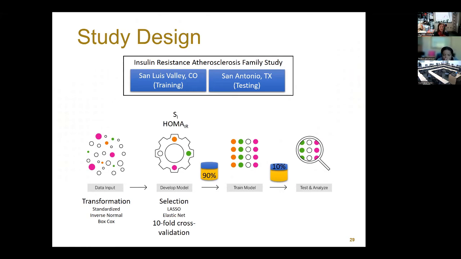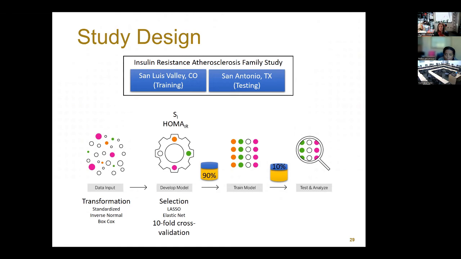And so the least absolute shrinkage and selection operator, or the lasso, and the elastic net were used. So we randomly selected 90% of the data for developing our model to select the optimal set of metabolites for inclusion. And then the remaining 10% were set aside and used as a testing set. So this procedure is then repeated 10 times for that 10-fold cross-validation.